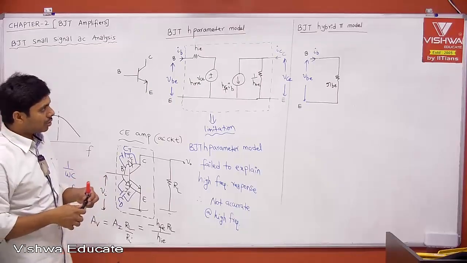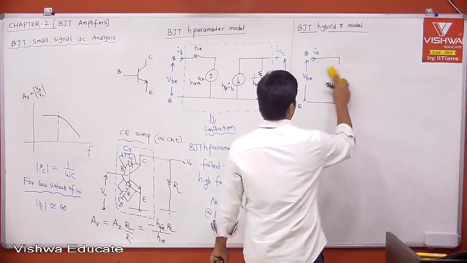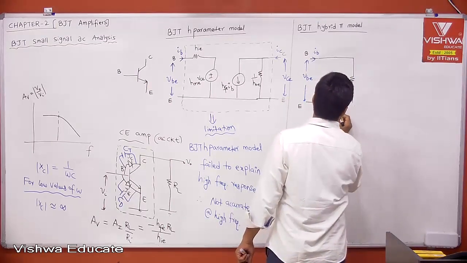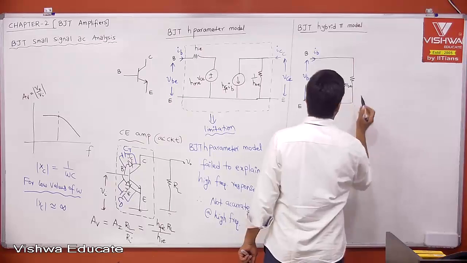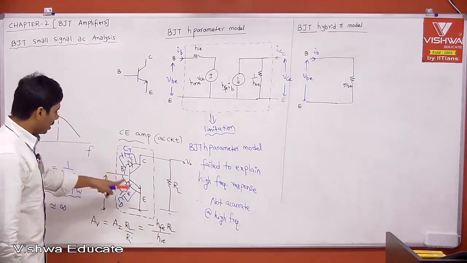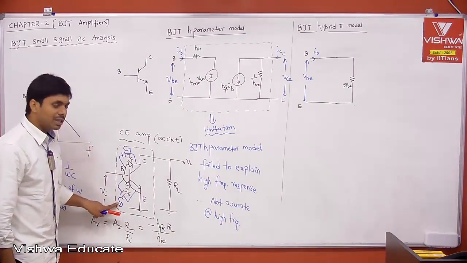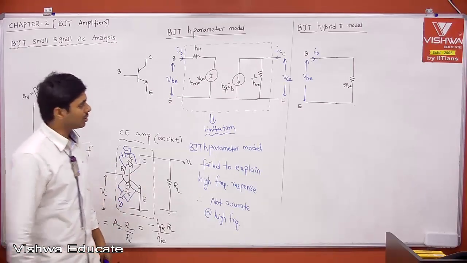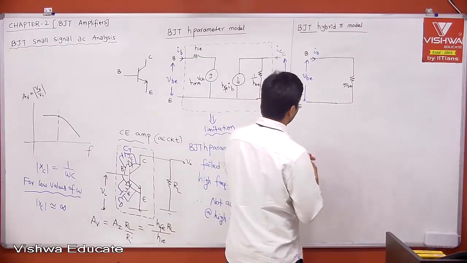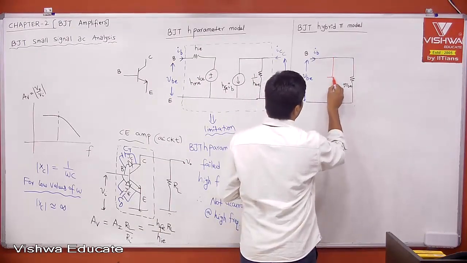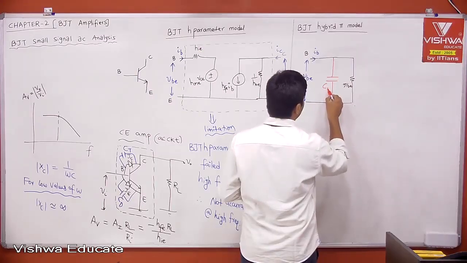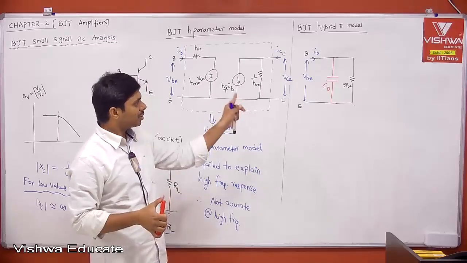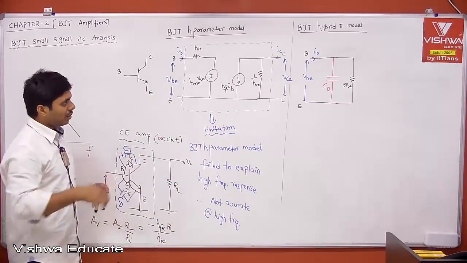What is that? Not only RBE, between base and emitter we have diffusion capacitance. We need to account for the capacitor also, then only it will explain the high frequency response. Therefore we need to add the input capacitor, which is our CD, the diffusion capacitance. Fine. Therefore the input side and input capacitor are explained. Now coming to the output side.